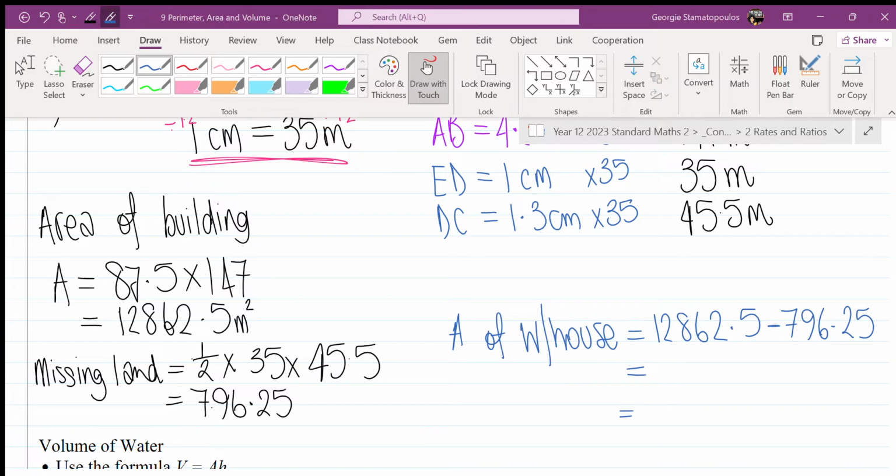So, 12,862.5 minus 796.25. And I've rounded right at the end. Don't round your numbers beforehand.